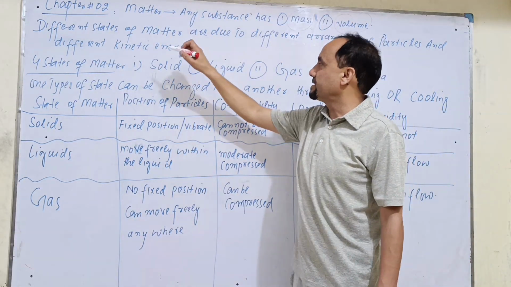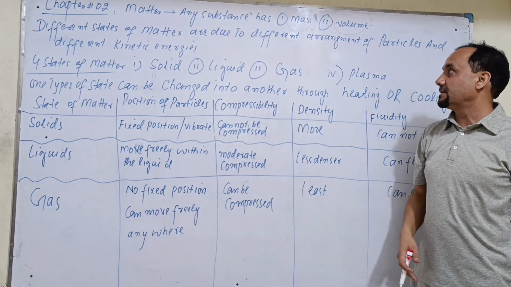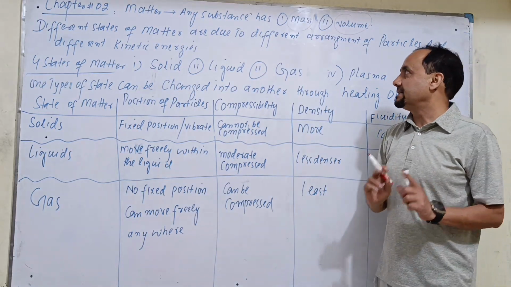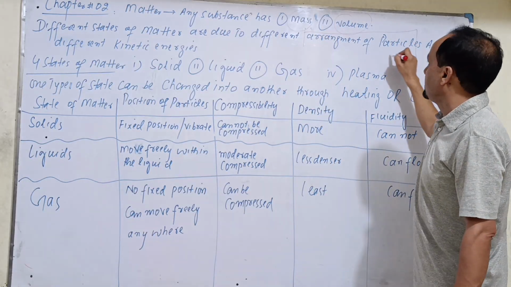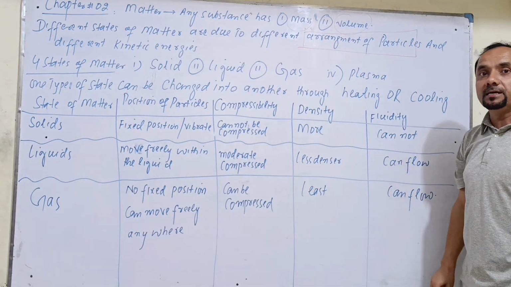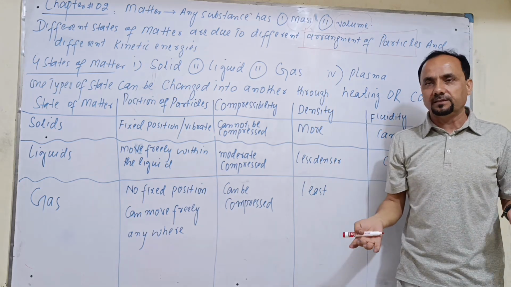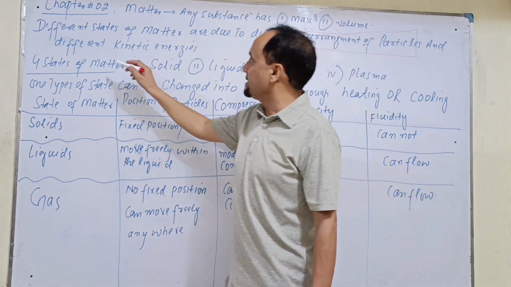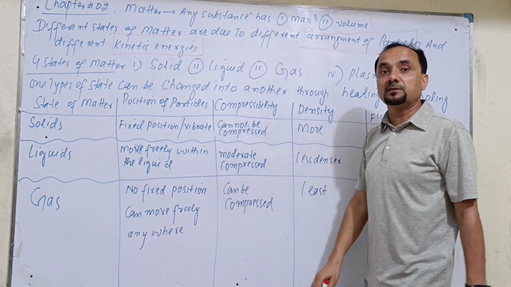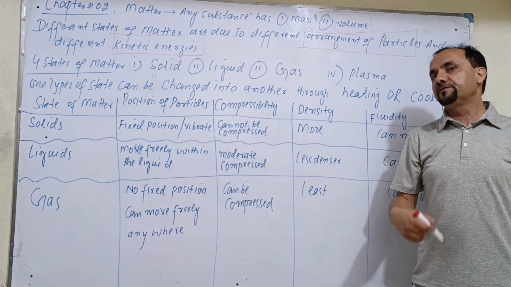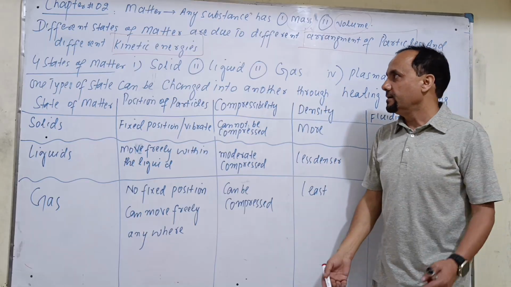Now there are different states of matter, and what is the reason why there are different states of matter? There are two basic reasons. One is the arrangement of the particles, how the particles are arranged: the particles are closer, or they are away from each other. And the second is their kinetic energies, how these particles move. They move slowly, they move faster, or they are not moving.